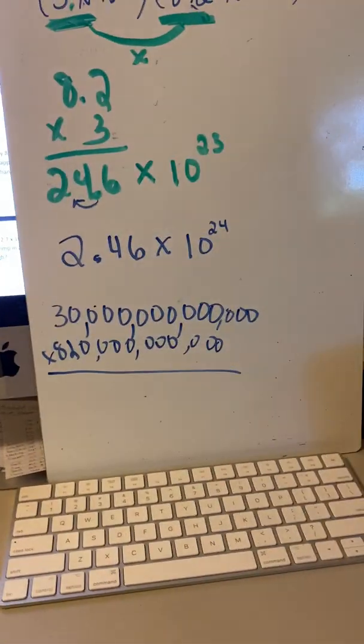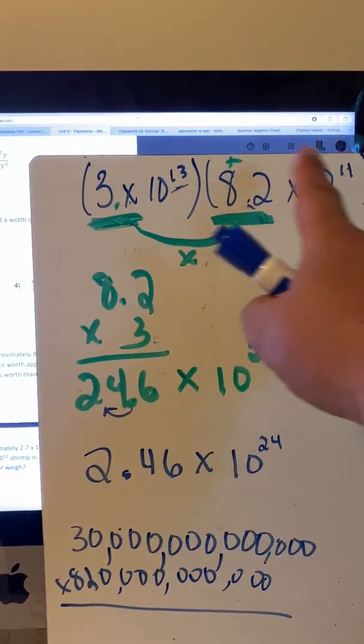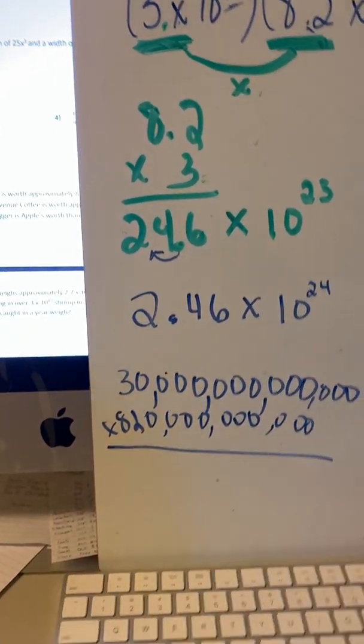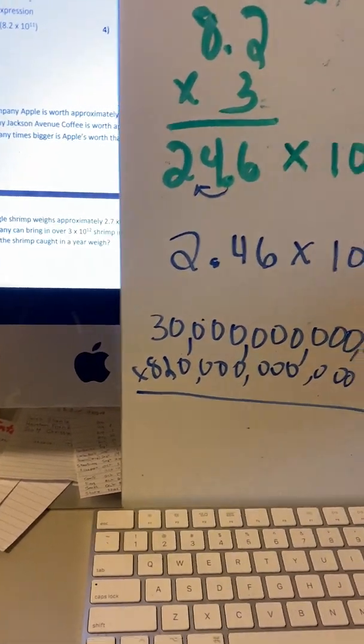That's why using scientific notation is substantially easier. When it's multiplication, all you do is add the exponential values. If it's division, you subtract them. Okay? And then do the regular work with the numbers out in front.